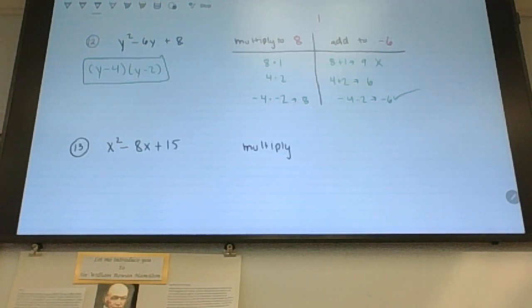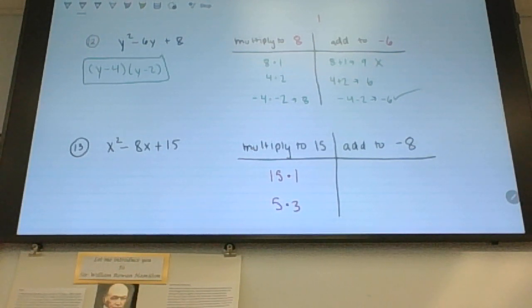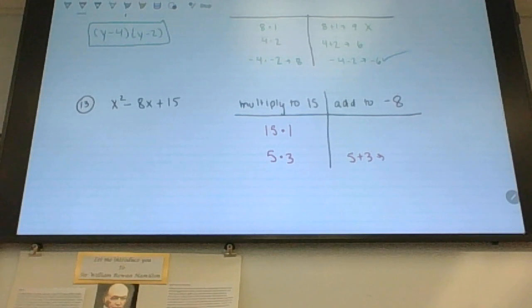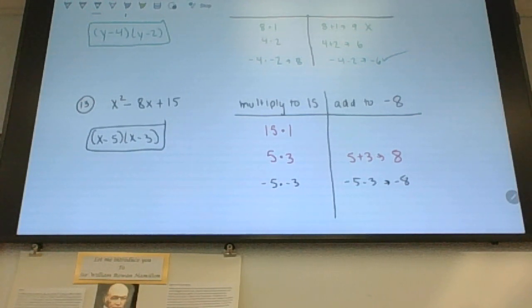So on 13, Calvin, do you know what number I need to multiply to? Yeah. And what does it need to add to? Negative 8. So 15 could be 15 times 1 or 5 times 3. 5 plus 3 make 8, so I know it's going to be some form of 5 and 3. So if I want it to be negative 8, what do I need to do, Amir? Make both signs negative. Negative 5 minus 3 is negative 8. You seem to really be catching on. We're already done number 13.